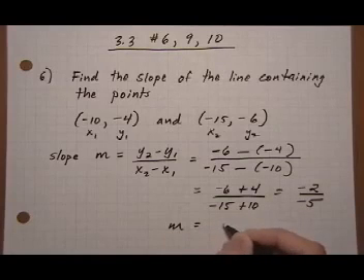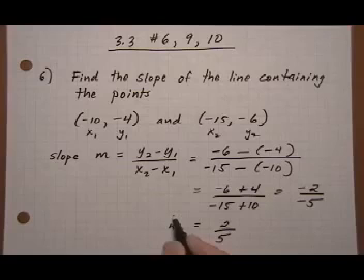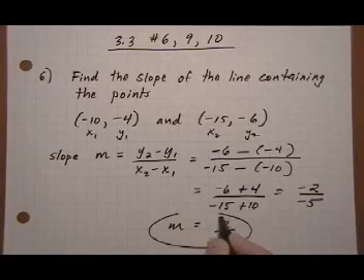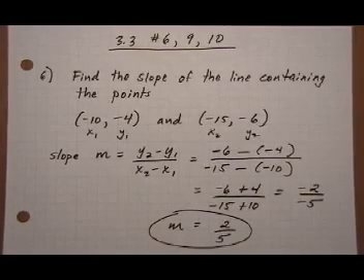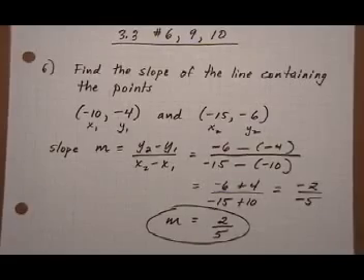So we get an answer of 2/5. And anytime you get a fraction slope answer, make sure you reduce it completely. And now let's look at number 9.